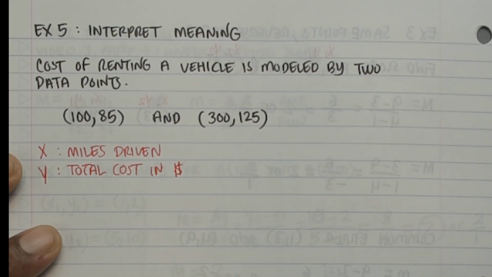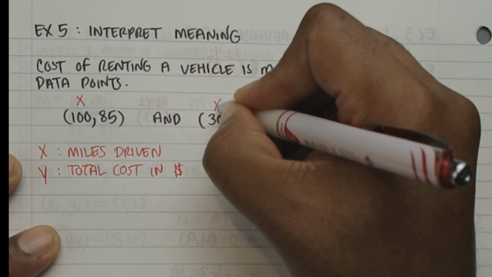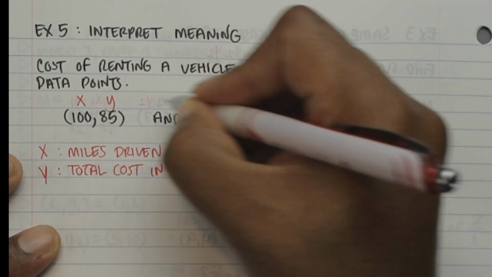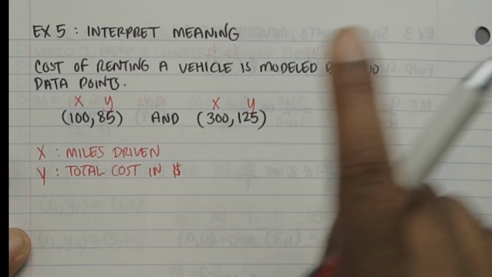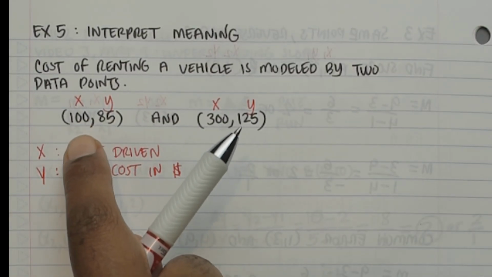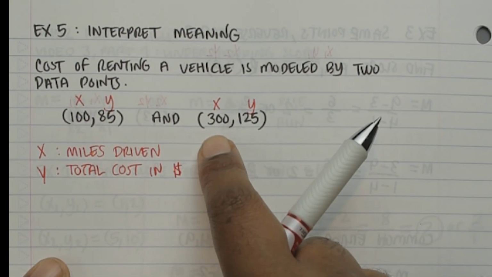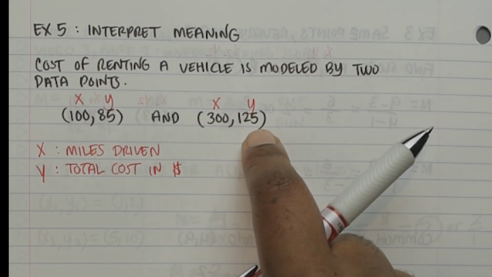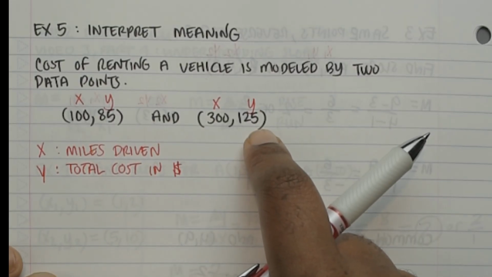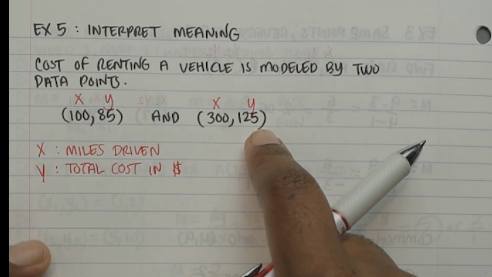Okay. So X represents the miles driven, and Y represents the cost in dollars. So 100 miles and the cost it takes, 300 miles and the cost it takes. Okay. Find the slope of this particular equation.